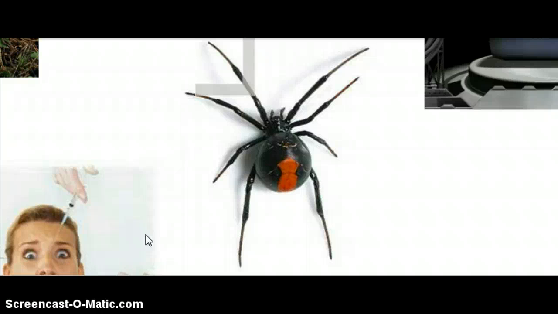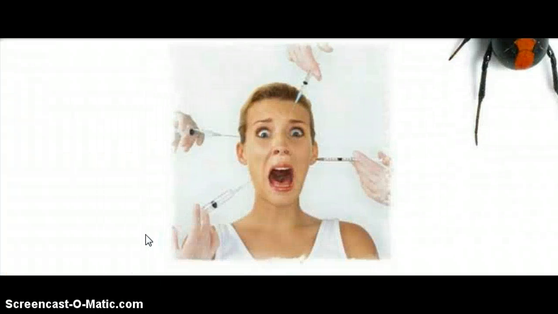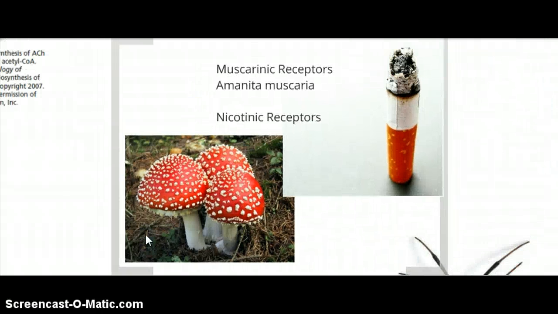Same as the black widow spider, and potentially the same as Botox. So I'm trying to get you to think here that all these things might have to do with one neurotransmitter. That neurotransmitter is called acetylcholine. And there's a couple different types of acetylcholine receptors. One is a muscarinic receptor, and the other one is a nicotinic receptor.